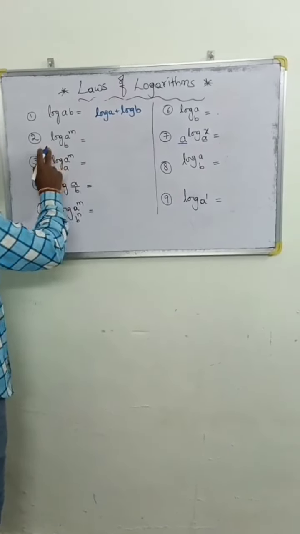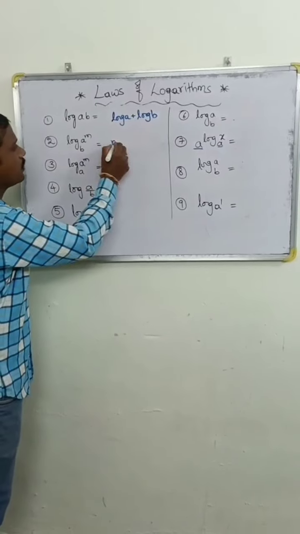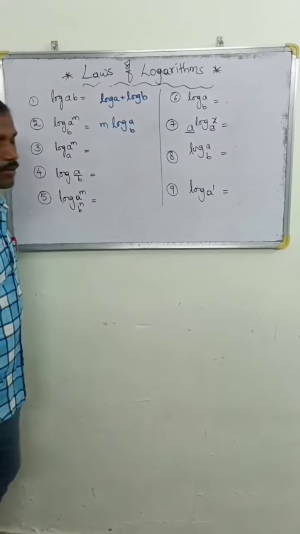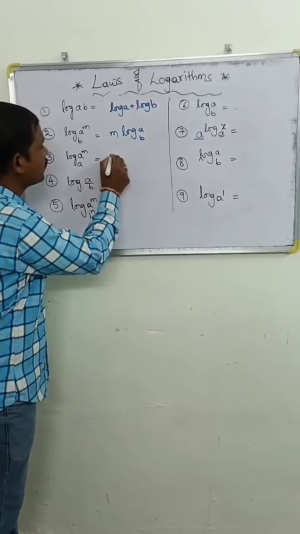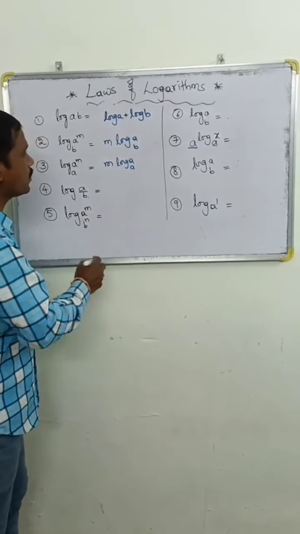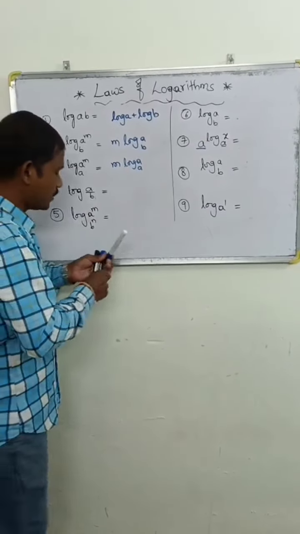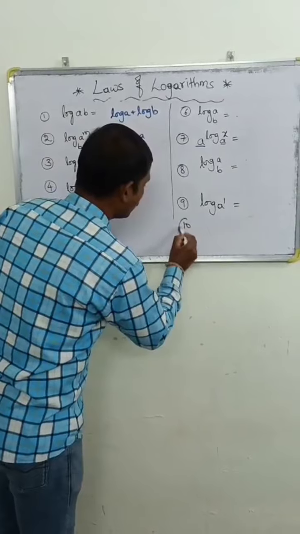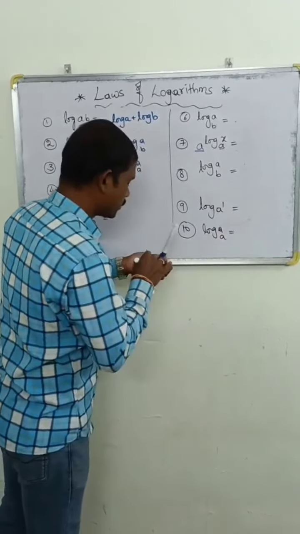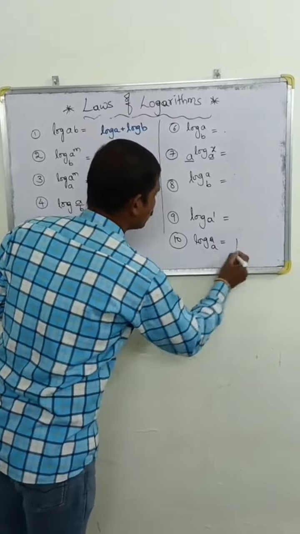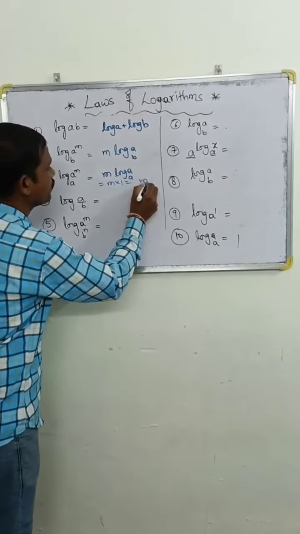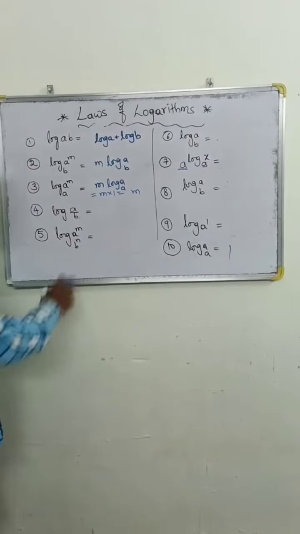Next one, log A power m base B equals m into log A base B. Next one, log A power m base A equals m into log A base A. Here log A base A equals 1. So here log A base A value is 1, so m into 1 equals m. So log A power m base A equals m.